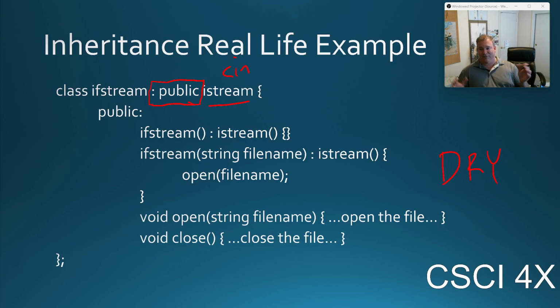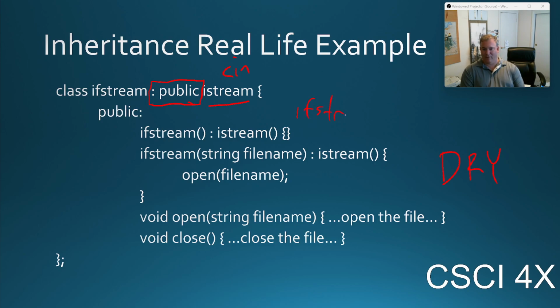So if you've got 50,000 lines of code that know how to read very complex things like floats and strings and whatever, you don't want to do it again, right? You're done with it. And so by doing inheritance, you can have your ifstream get all of that code for free. And then all you have to do is write the little bit of code that is different, right?